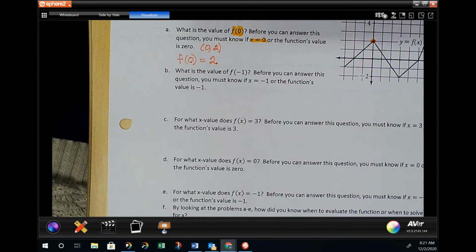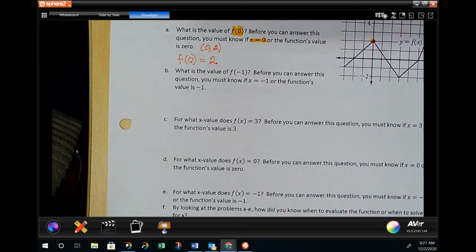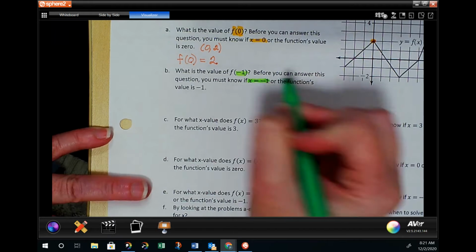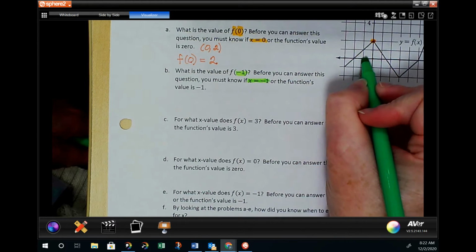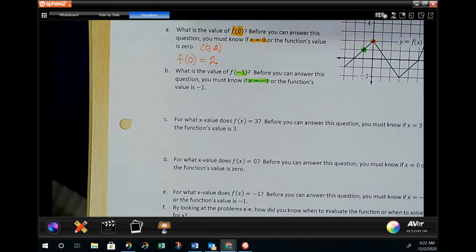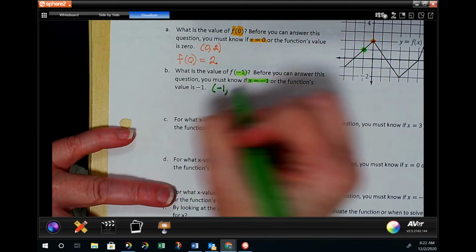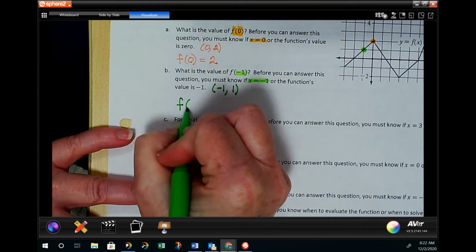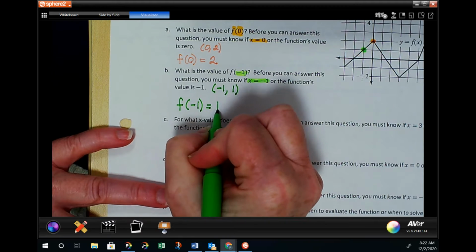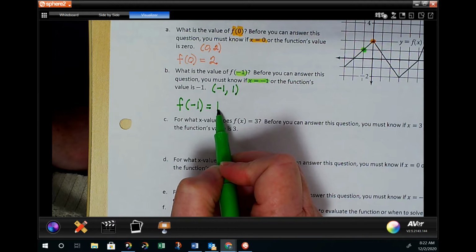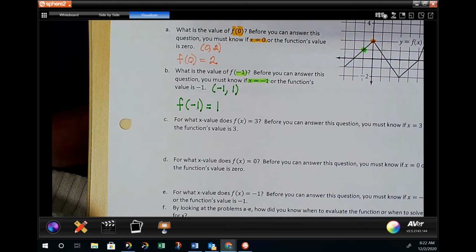That's what that's saying. So again, we're going to go through and look at this. And this time, we have -1 as my x value for that function. So I go over to -1, and then I go up, and I'm looking at that particular point. That point is -1, comma, and then I go up 1. So when x is -1, the function's value is +1. That's what you're really looking for.